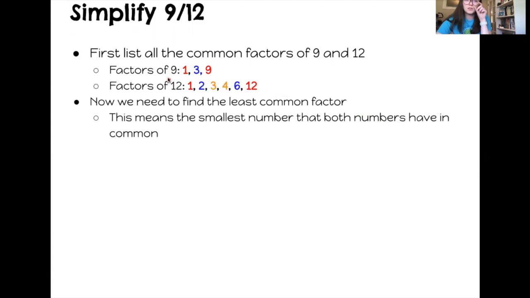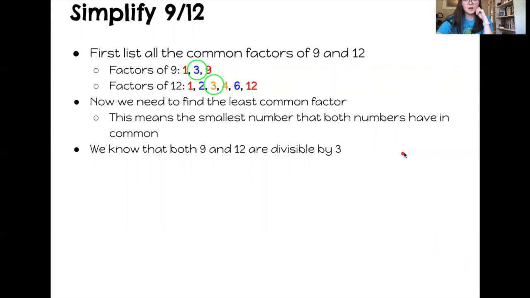So take a look at our list of factors here. Which factor do 9 and 12 have in common first? Point to it. Did you point to 3? I sure hope so. So 3 is our least common factor.